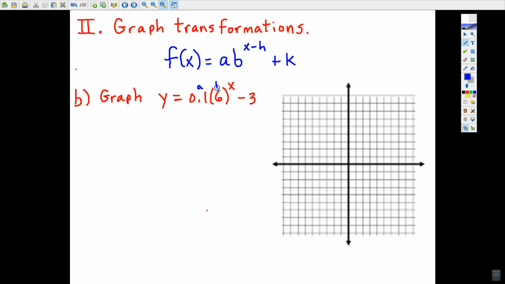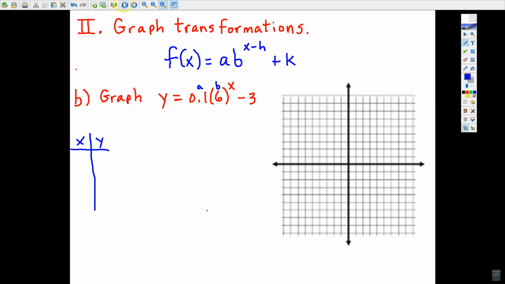B is 6, and we do not have a horizontal shift. Notice there's nothing being added or subtracted to x, but we are going to have a vertical shift. All right, so I think I'm just going to show this one using tables.